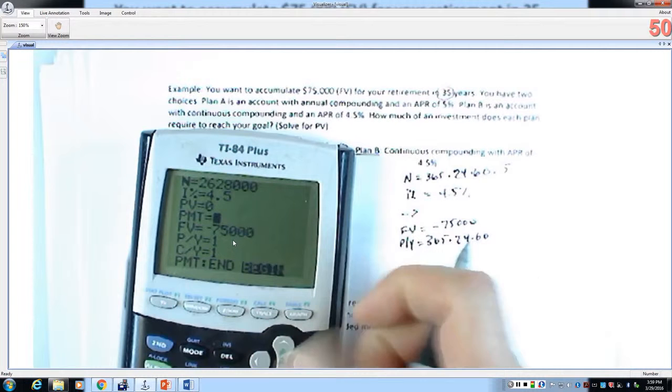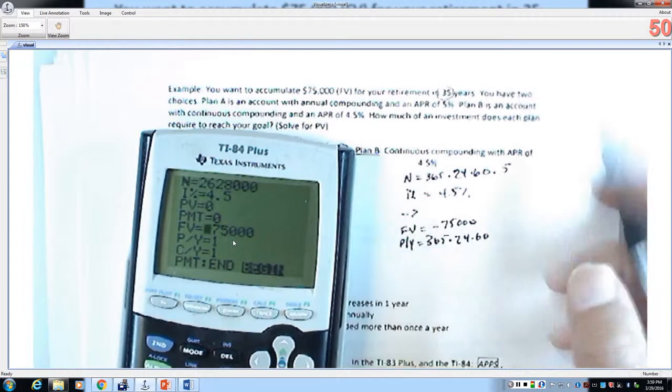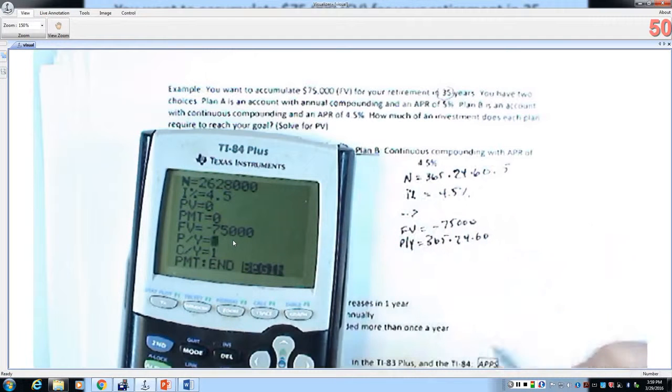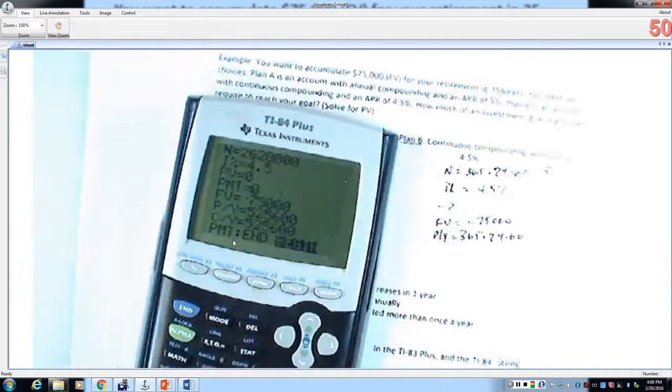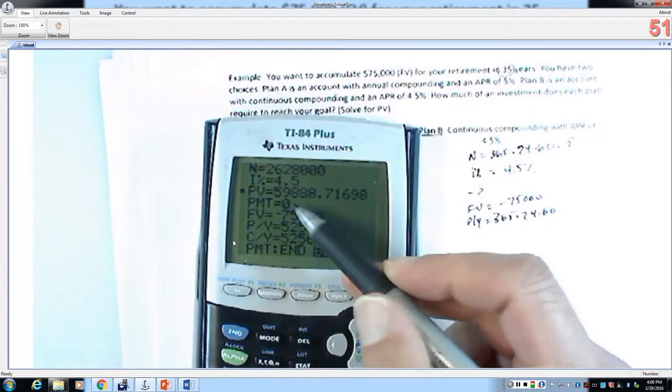Okay, payments, we don't care about those. My future value is $75,000. That's what I want to get at the end. We want to compound this continuously. So it's 365 times 24 times 60. Now we move the cursor to my present value. And I use green button and solve. And I get my answer.